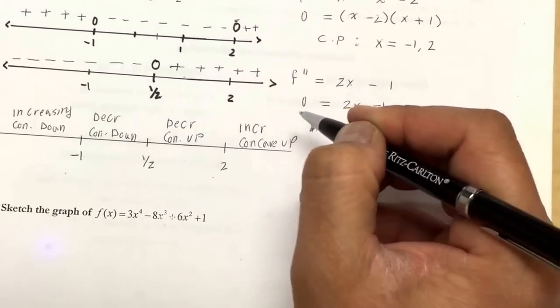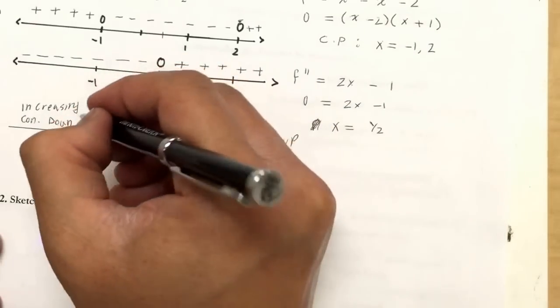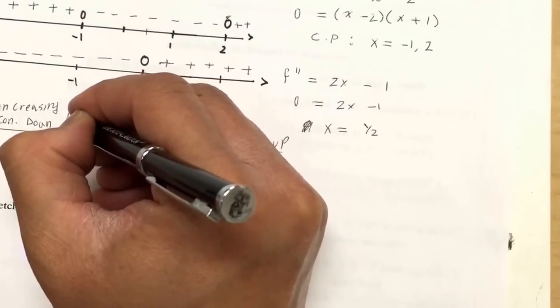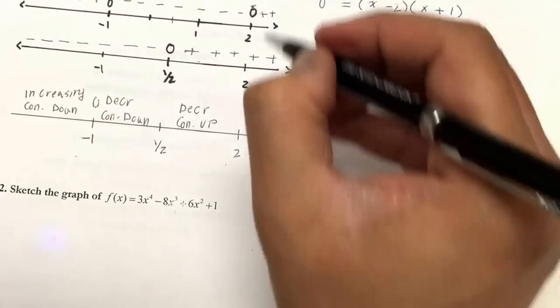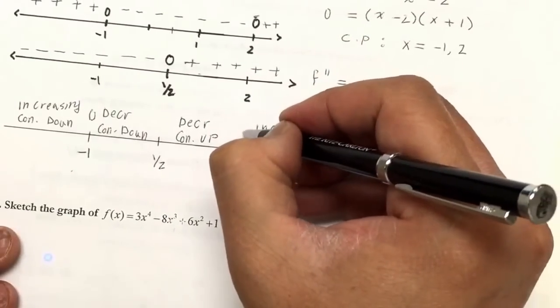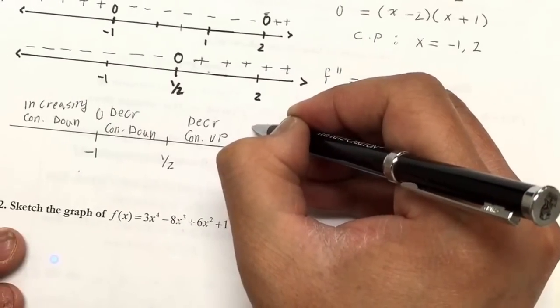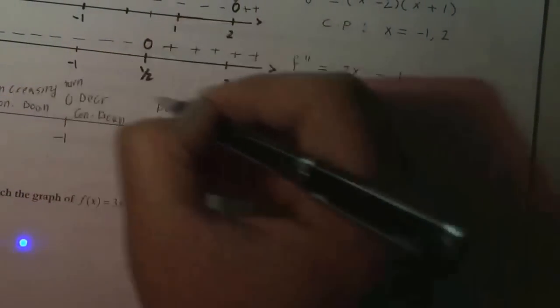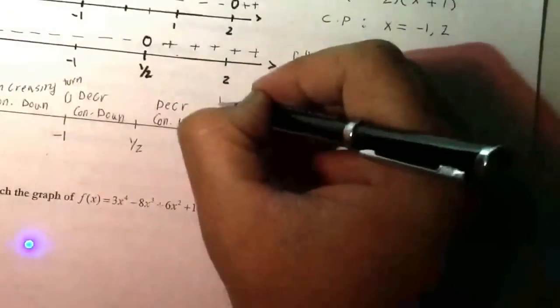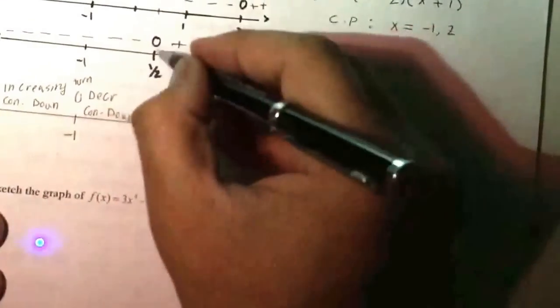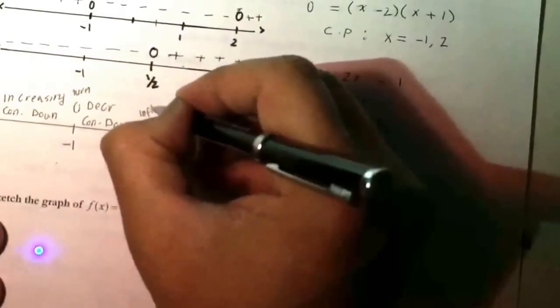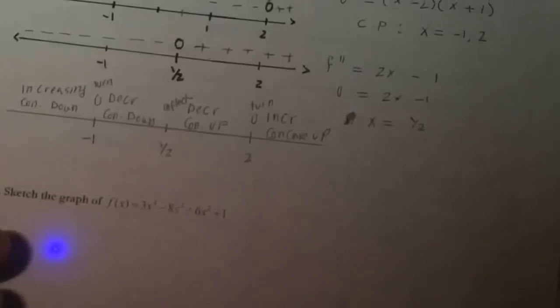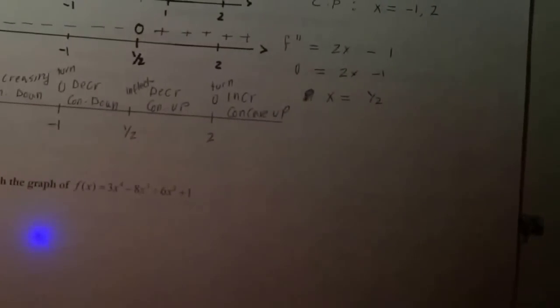All right. And this is where the graph turns. This is where it's going to make a turn. So turn, turn, and then this is actually inflection. Inflection. Okay. Let me turn on the light. For some reason, it just turned itself off.